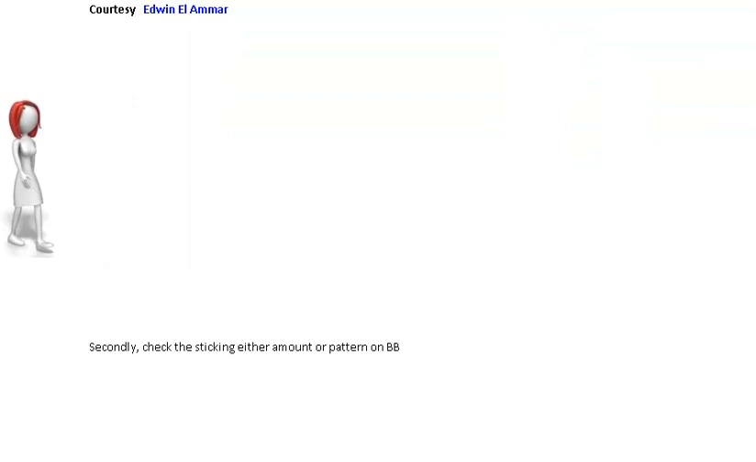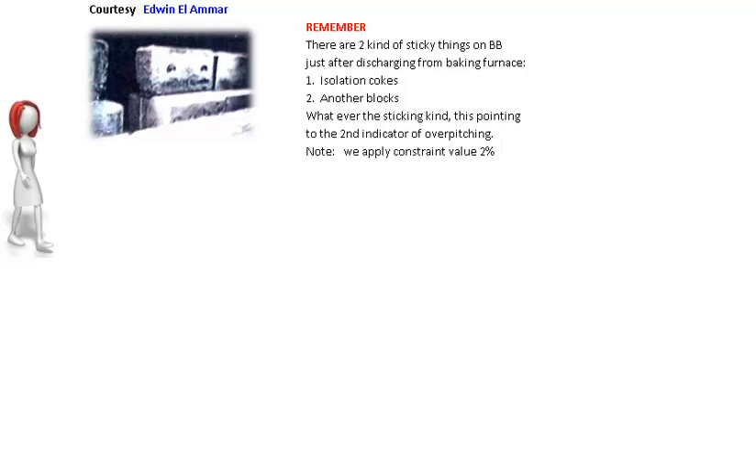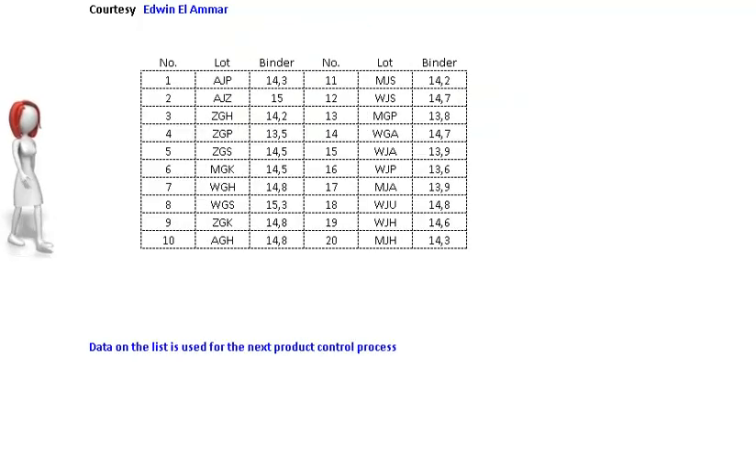Secondly, check the sticking, either the amount or the pattern, on BB. Remember, there are two kinds of sticky things on BB just after discharging from the baking furnace: 1. Isolation coke. 2. Another blocks. Whatever the sticking kind, this points to the second indicator of overpitching. Note, we apply a constraint value of 2% of sticking on BB from the total BB discharged. List the figures into the databank for the next product. Please keep this databank updated.